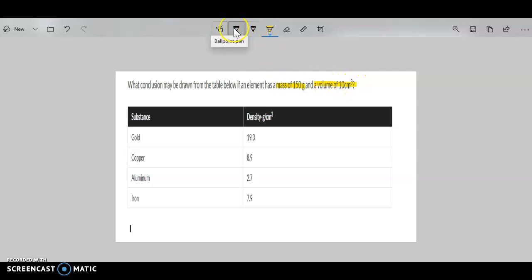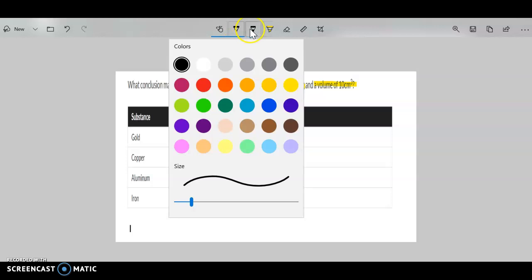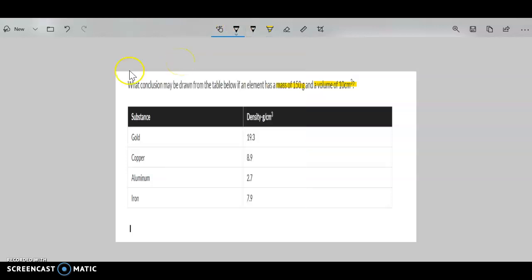Now you need to find out the density, and I know it's not directly asking you the density, so that's probably why you're confused. But it says what conclusion can be drawn. So it's really asking you which of these substances has a mass of 150 and a volume of 10. And the only way to find that is to calculate the density and see which one in the table matches.